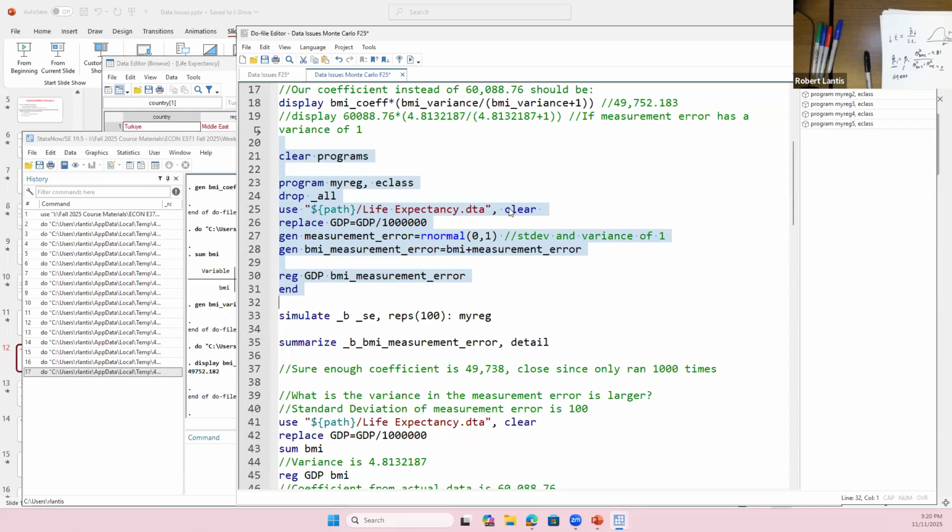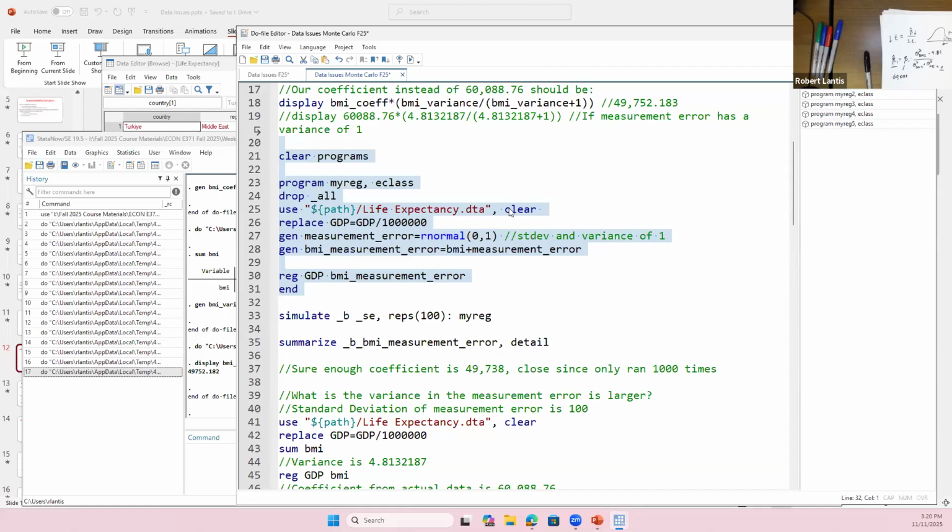Now, I set this to be a standard normal, right? 0 mean, variance of 1. So I know it has a variance of 1, which is what I originally had set up. And then I'm going to create this new BMI variable, which is the original BMI plus the measurement error, and run the regression with the variable that includes the measurement error. I'm going to do this 100 different times. So I created this program called MyReg. Stata is going to run it 100 times. Every single time, it's going to generate a new set of random numbers. So I'm going to have 100 different regressions with different random numbers for my measurement error.